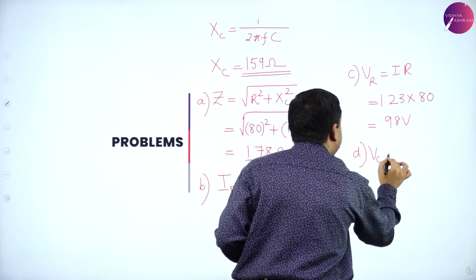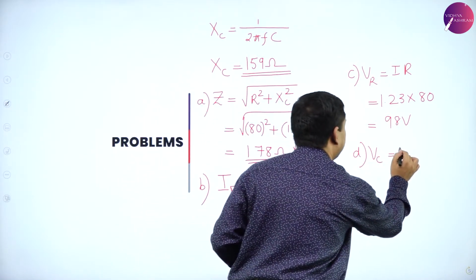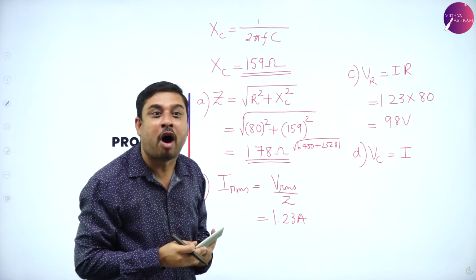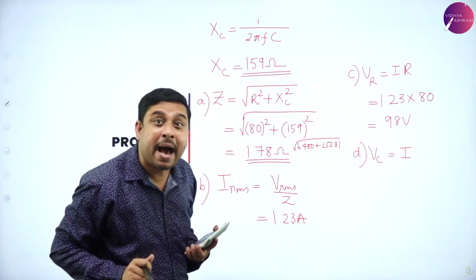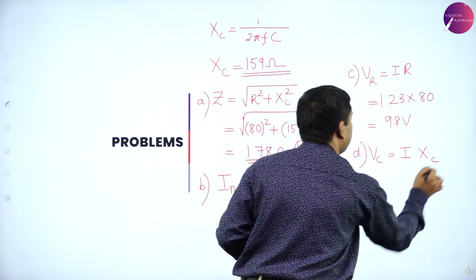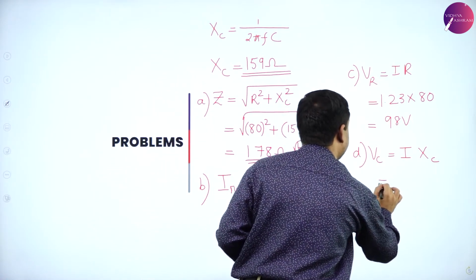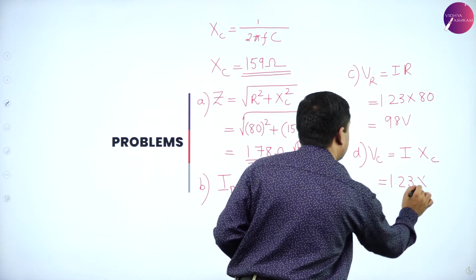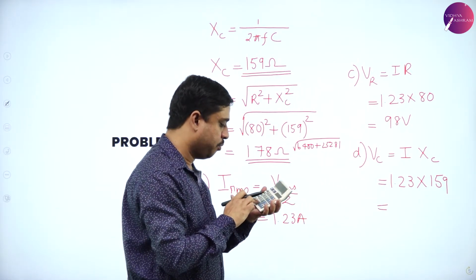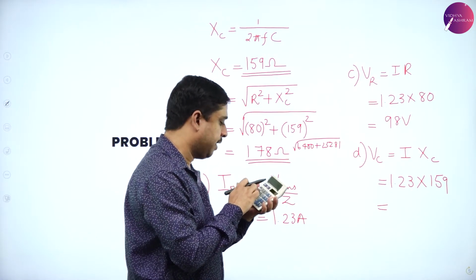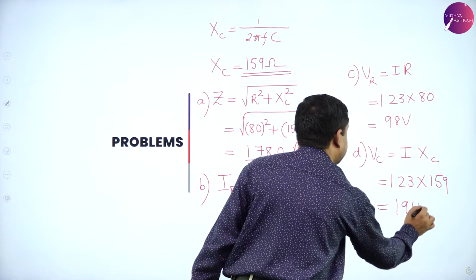And what is VC? Potential across the capacitor. Current will be the same. Now, instead of R, what will you write? Resistance offered by the capacitor. Good. Capacitive reactance. If it was an inductor, I into XL. So this is 1.23 into XC, which is 159. So now we have 1.23 into 159, which is 195 or nearly 196 volts.